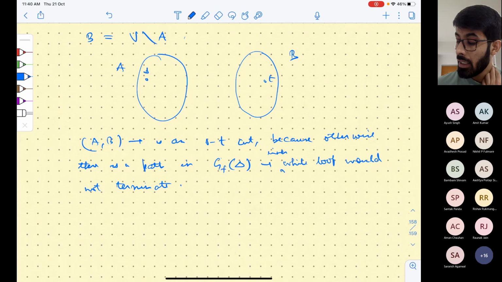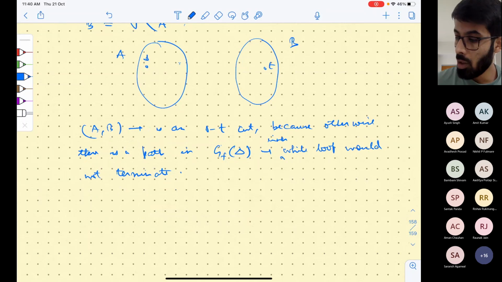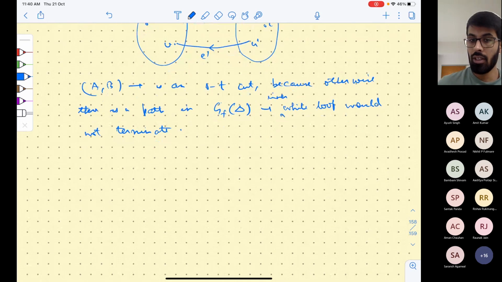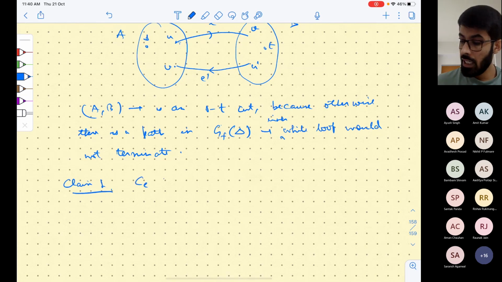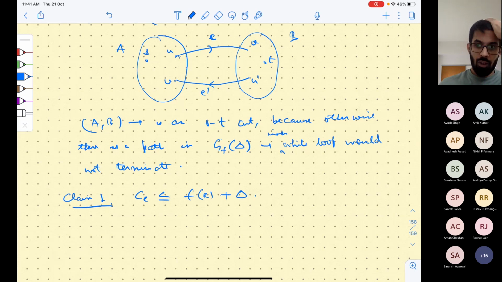Now what we want to show again is that we want to relate the value of the flow with the capacity of this cut. The obvious way to do that is to look at edges. So let's look at this edge e equals (u, v) that goes out of A, and an edge e' equals (u', v') which comes inside A. What can we say? Claim 1: c_e is less than or equal to f_e plus delta. Why should that be the case?